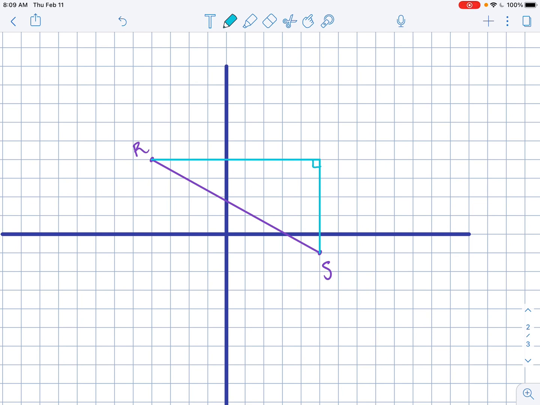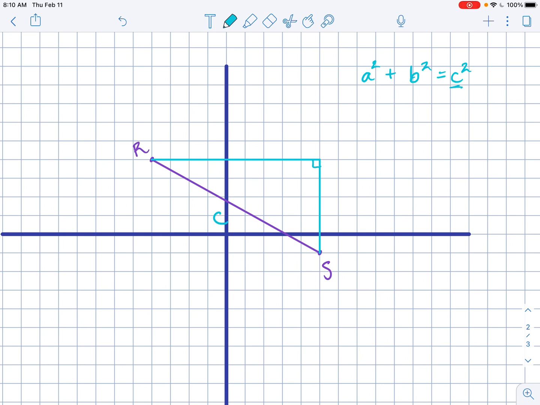This is helpful because for any right triangle, we can apply the Pythagorean theorem. So if I know 2 of the side lengths of this triangle, I can determine what the third length would be. As a reminder, Pythagorean theorem is a squared plus b squared equals c squared, where c has to represent the hypotenuse. So RS is c.